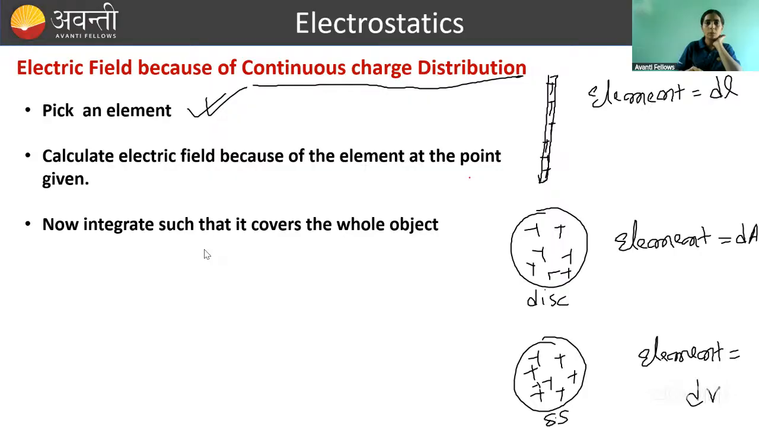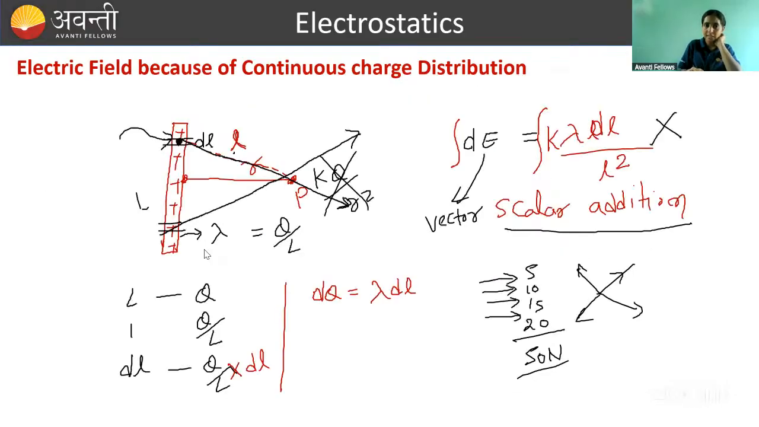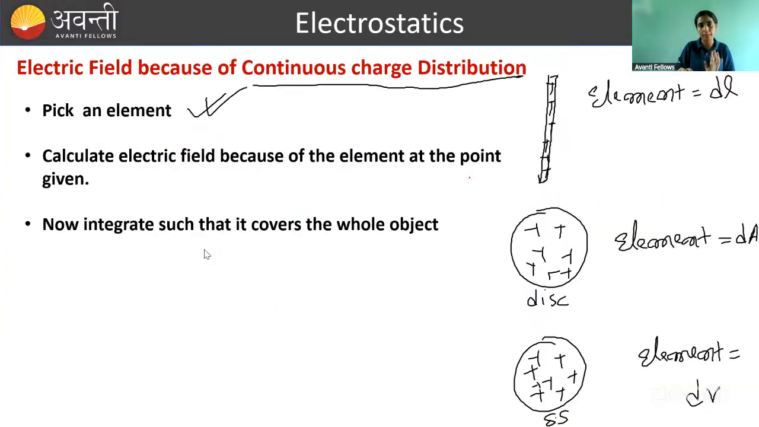Second, calculate electric field because of element at that point. The thing I did here, since charge was distributed along the length, element that I took was a small length. Second thing, because of that element, I calculated value of electric field at the point P, but with proper direction. So direction we have to mark. And third thing, now integrate such that it covers the whole object.